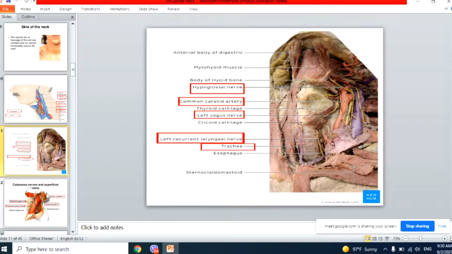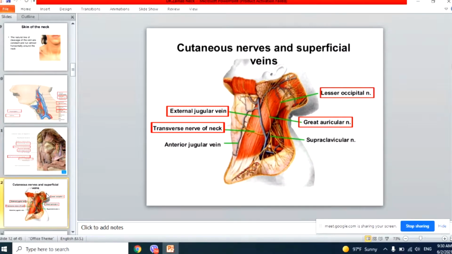Okay. About the cutaneous nerves and superficial veins, we have the lesser occipital nerve. The lesser occipital nerve, also known as the small occipital nerve, is a cutaneous branch of the cervical plexus. It innervates the skin of the neck and scalp posterior and superior to the auricle. Also you can see the greater auricular nerve, the external jugular vein, and the transverse cervical nerve of the neck.